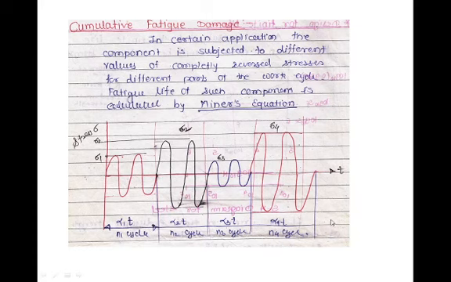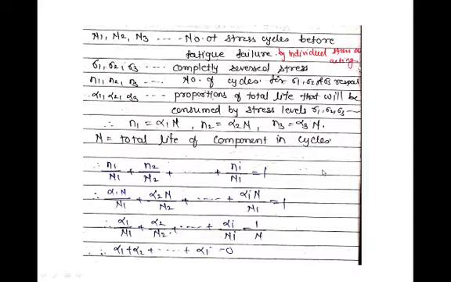T is the total time duration for which the cycle is going to run. Now sigma 1 is available on the shaft for n1 number of cycles, sigma 2 for n2, sigma 3 for n3 and sigma 4 for n4 number of cycles. Alpha 1 is the fraction of time for which sigma 1 is applicable. That means for the total time, the time for which sigma 1 is applicable is nothing but alpha 1 into T. Alpha 2 into T for sigma 2, alpha 3 into T for sigma 3, alpha 4 into T for sigma 4, for which sigma 4 is applicable on the component.